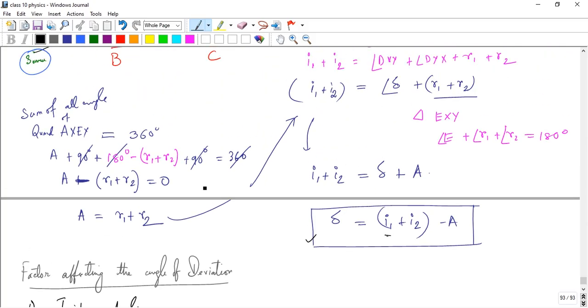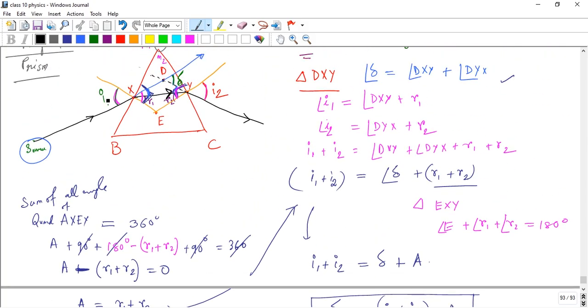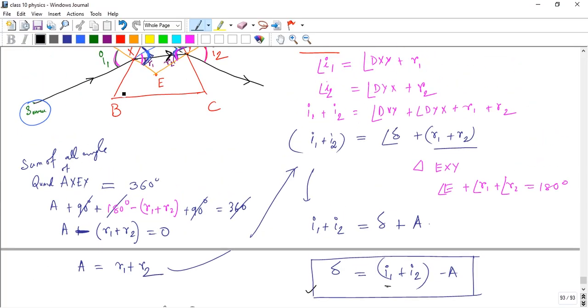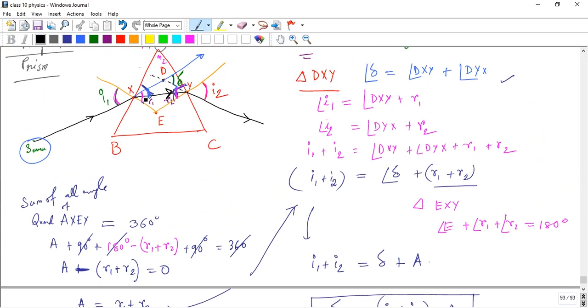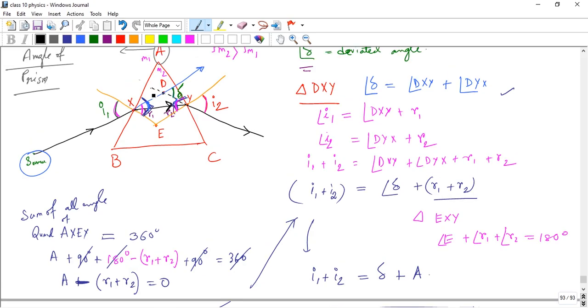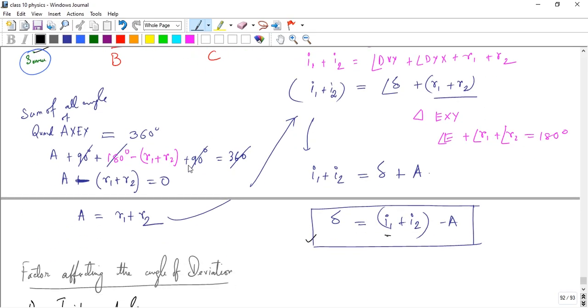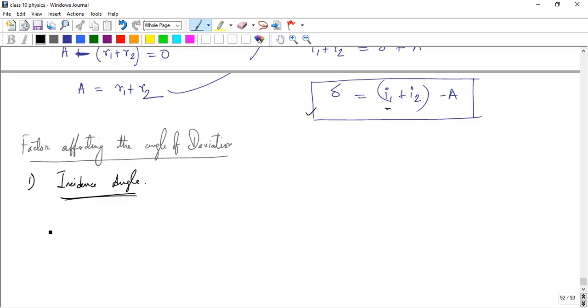Okay, so depending on incident angle means I1. Next, that's the refraction bending. That's the bending of the refracted ray, which depends on the refractive index, so that's the material of the prism. Material of the prism means the refractive index of the medium or material actually.